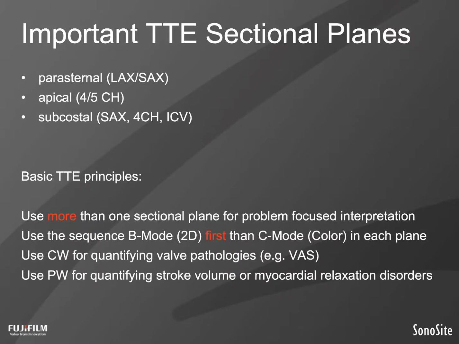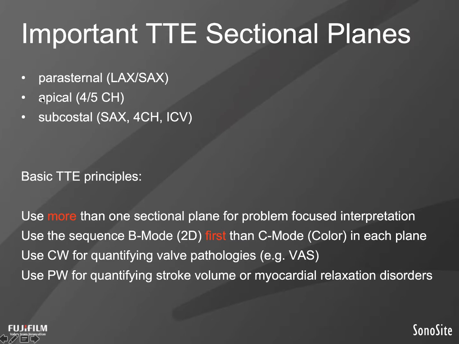In order to implement TTE skills, it is important to know about the basic TTE sectional planes. In clinical practice, we have three basic positions: parasternal long axis and short axis view, with the marker heading towards the right patient's shoulder. While turning the marker to the left patient's shoulder, you can access the short axis view. In this position, you can angle the probe and access other sectional planes.